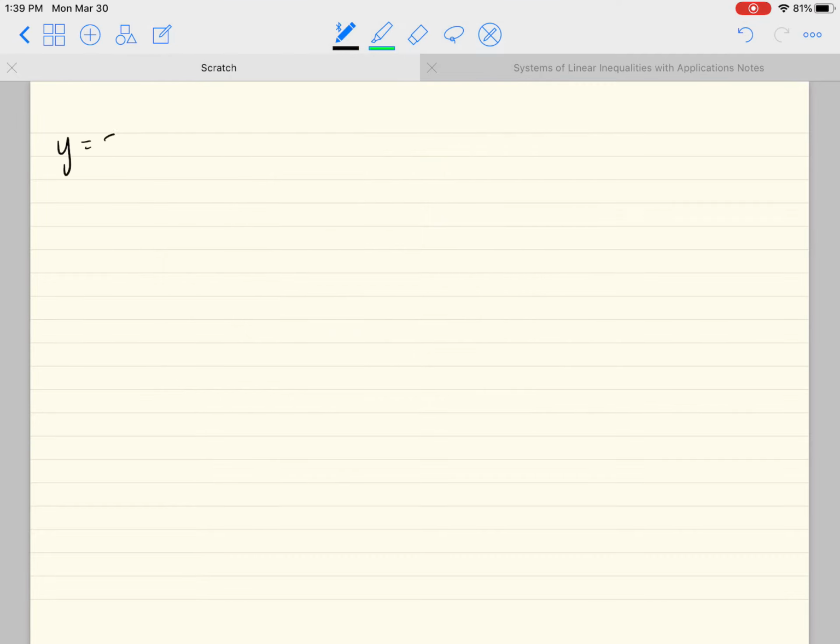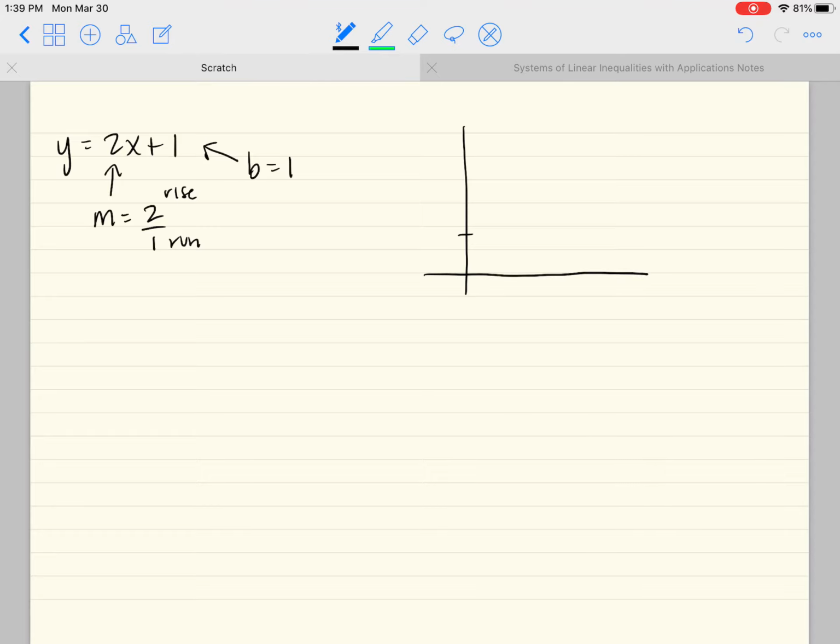Now I need to back up and make sure we remember how to graph a linear function. For instance, if we were graphing something like y equals 2x plus 1, hopefully remember that the 2 in front of the x represents our slope. So if our slope is 2 or 2 over 1, that means I can rise 2 and run 1 to get from one point to the next. And our y-intercept, b here, is 1, so that's where we begin our graph on the y-axis.